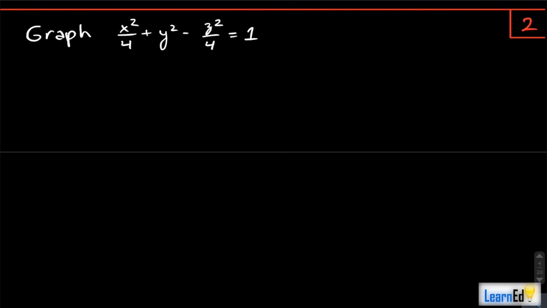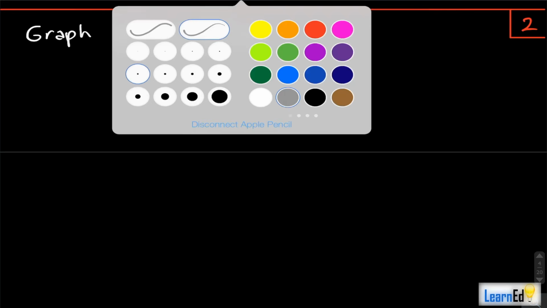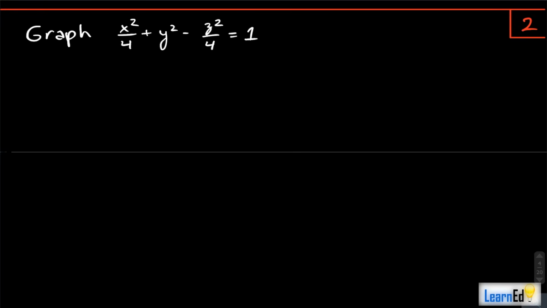Okay, so the next problem is asking us to graph x squared over 4 plus y squared minus z squared over 4 equals 1. Now, I'm going to get rid of this line. I don't like this line at all. Oh well, I kind of got rid of it. Never mind.